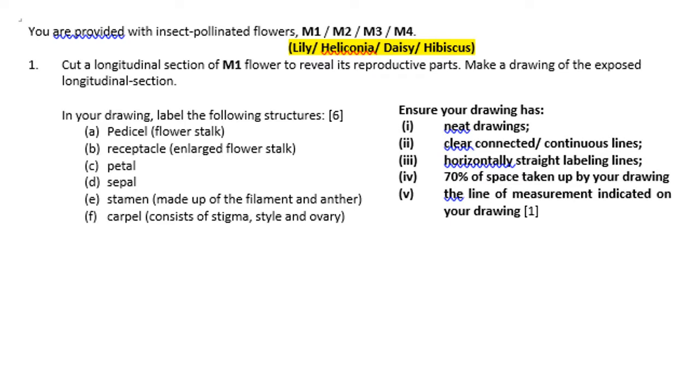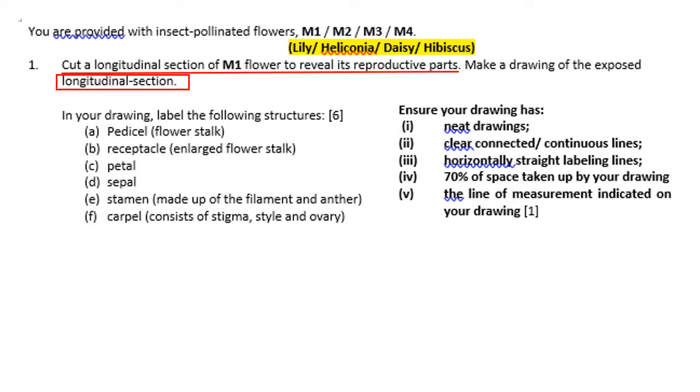Now you're provided with insect pollinated flowers. Those flowers given to you are lily, heliconia, daisy, and hibiscus. Now you're instructed to cut a longitudinal section of M1 flower, which is the lily, to review its reproductive parts. You need to make a drawing of the exposed longitudinal section. Take note of the section needed.